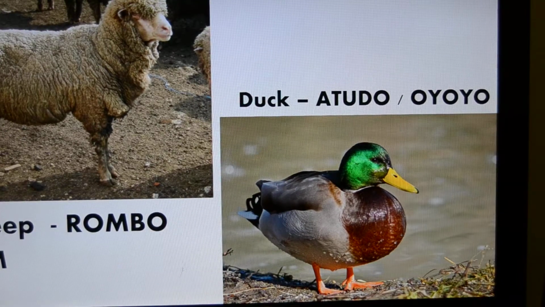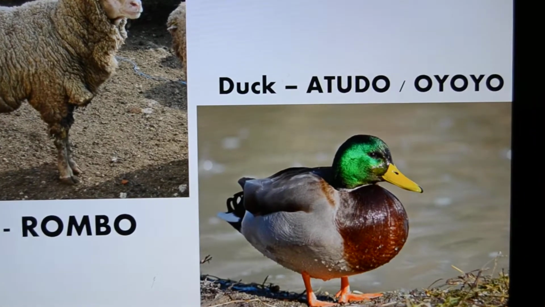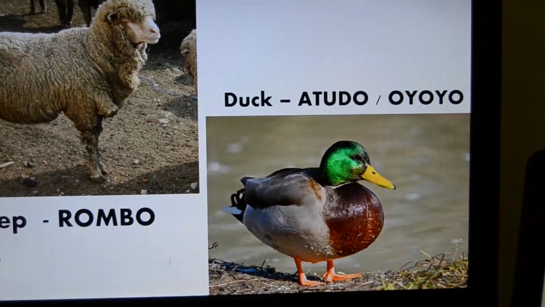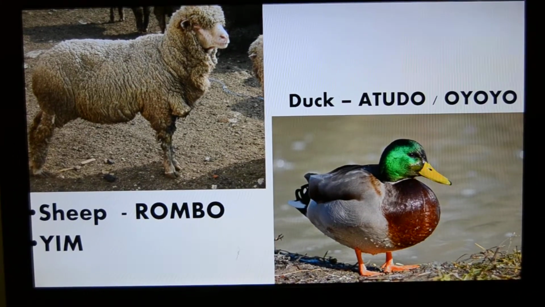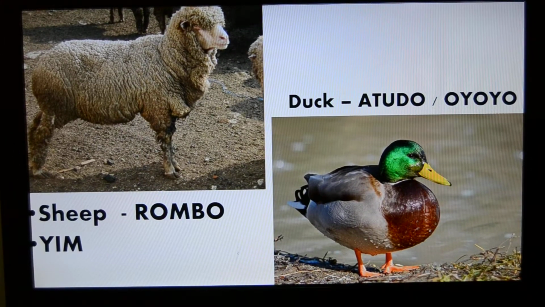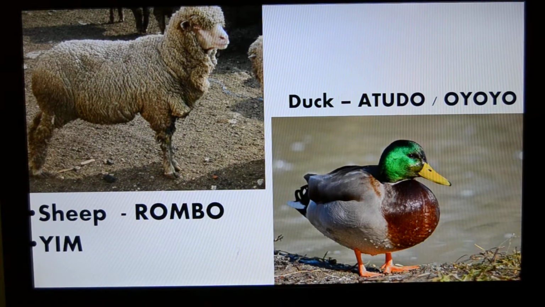Duck. A duck is called a tudo or oyoyo. Now sheep. Sheep is rombo. Now if you have a male sheep, you call it yim.